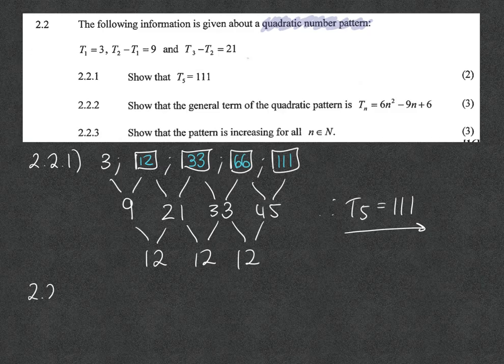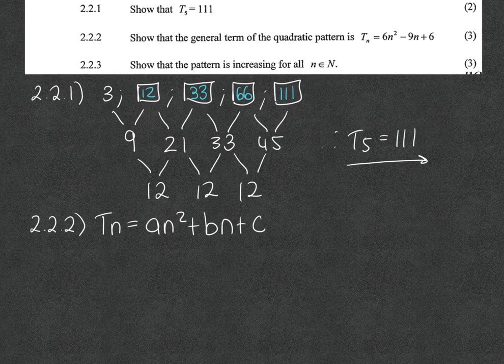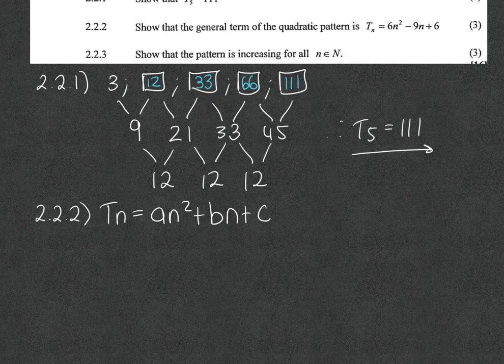Now, 2.2.2 says, show that the general term of this quadratic pattern is that. Okay, so we know that the general term for a quadratic number pattern is an squared plus bn plus c. It is a quadratic formula, because it is quadratic in nature. Now, we can obviously use our rules. So all we need really from our pattern is these in order to get my formula. So I'm going to write those out.